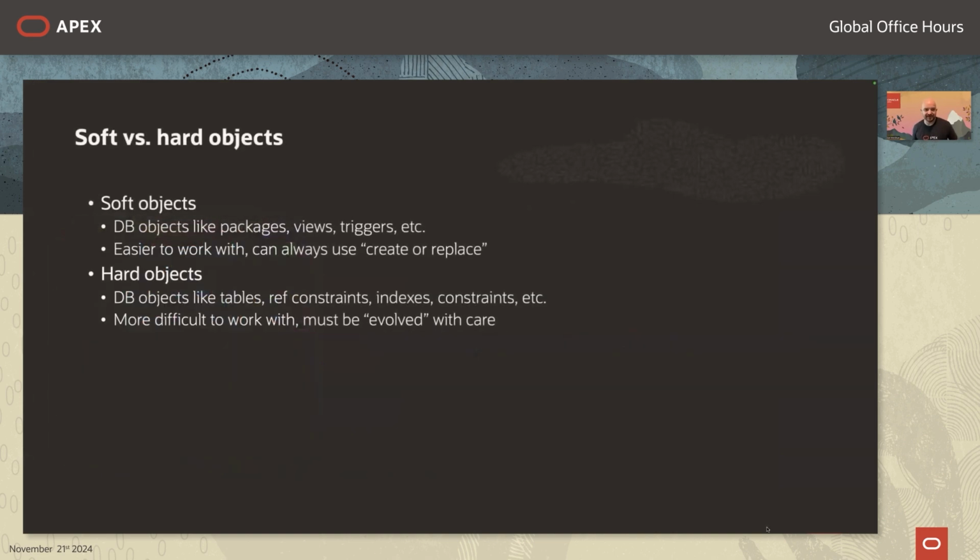But before I do that, I need to start with a couple definitions. If you hear me use the term soft object, I'm talking about things that are create or replace, basically. Packages, views, procedures, things like that you can just drop in the latest state, easy to work with. If you see or hear me use the term hard object, then I'm talking about things like tables and their constraints and their indexes. These don't support create or replace and are thus more difficult to work with and have to be evolved with more attention to detail.